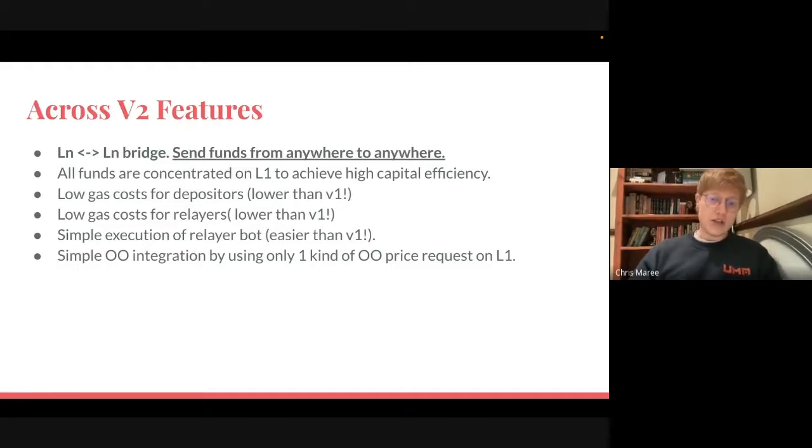We achieved this through the separation of concerns between different roles in the system using different actors. And we've also managed to maintain a very simple integration with the optimistic oracle. We only really have one kind of price request, and everything stems from this, which is also a feature in its own right, because it makes it somewhat easier to reason about some of the security assumptions and to understand how the system is working.